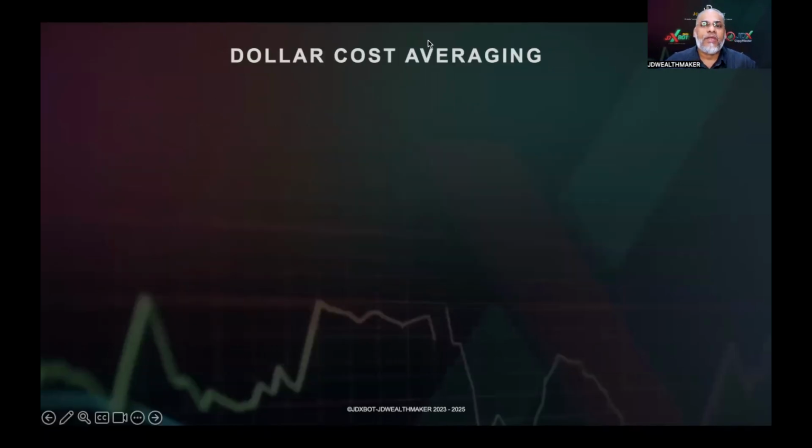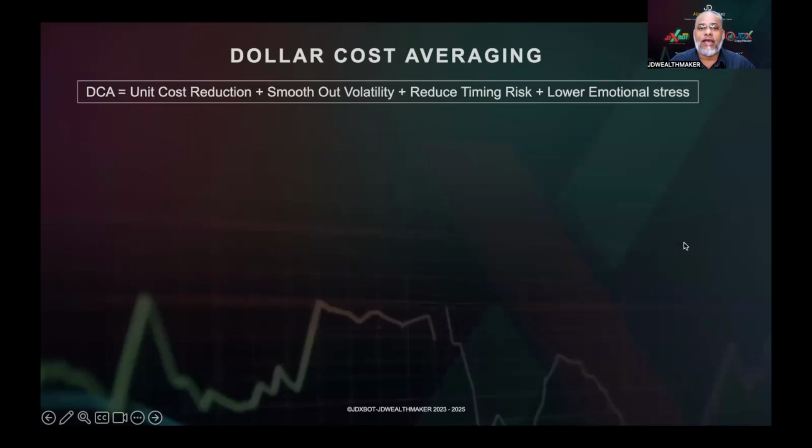So based on what I've explained, to simplify, what is DCA? DCA is unit cost reduction. So what happens now? Can you see? If I buy now, let's say the price is $2.40, but what if 6 months or 3 months down the road it's $1? So what you are doing is averaging, and when you are averaging, your unit cost is reduced. And you smooth out the volatility.